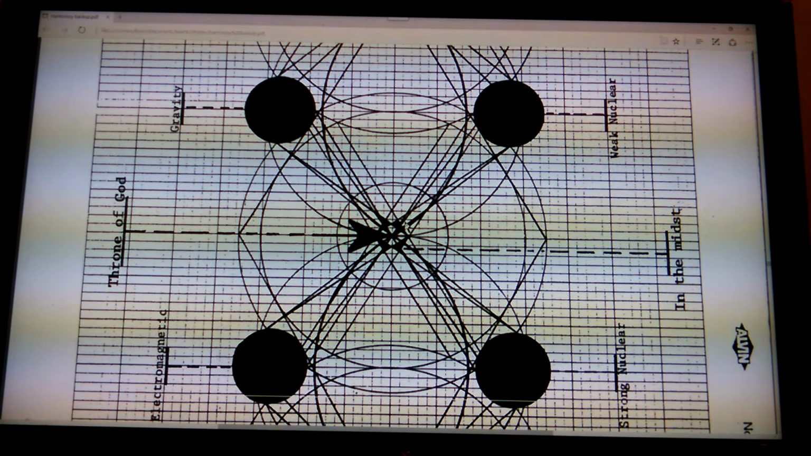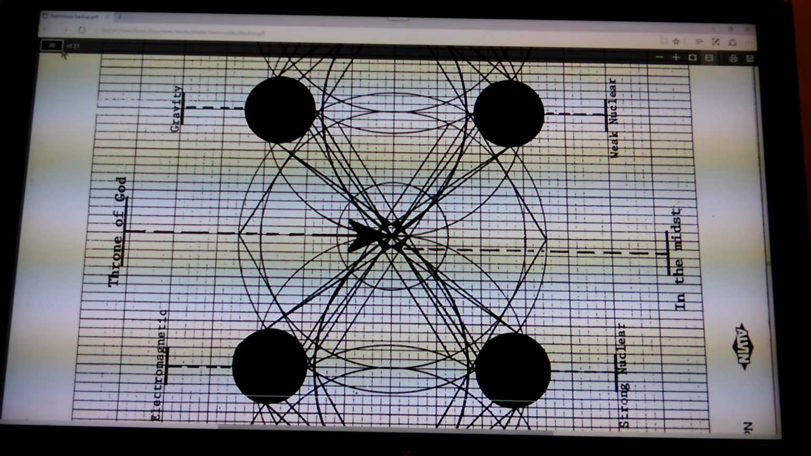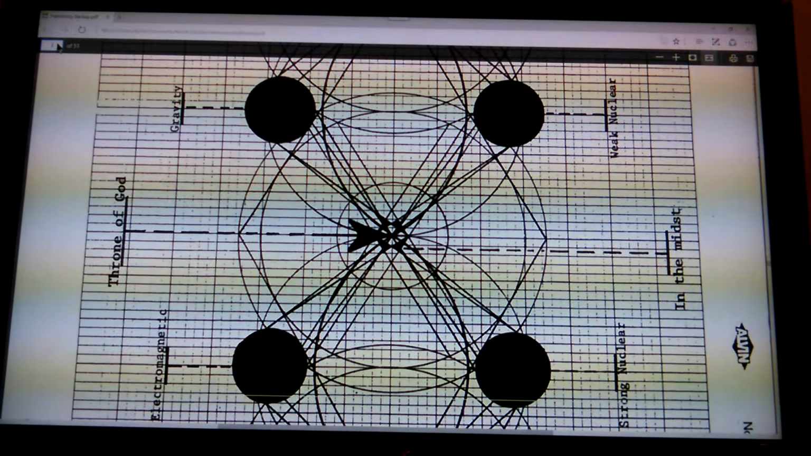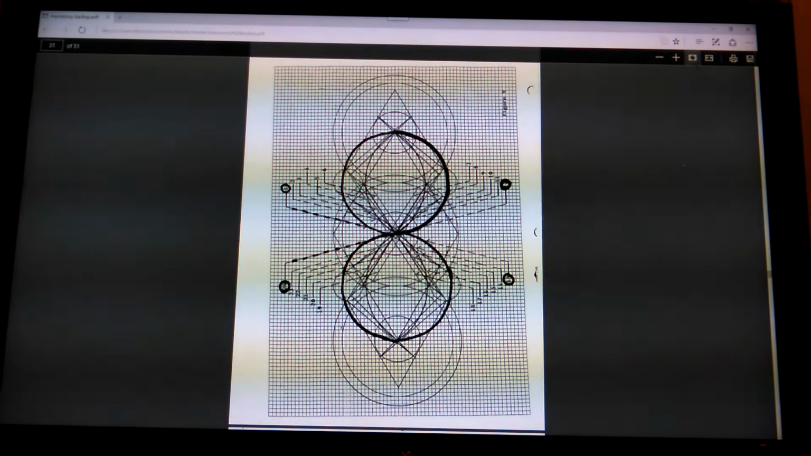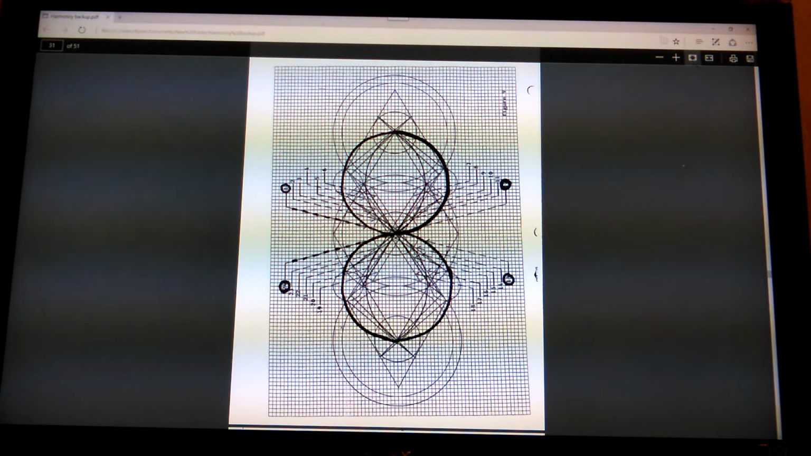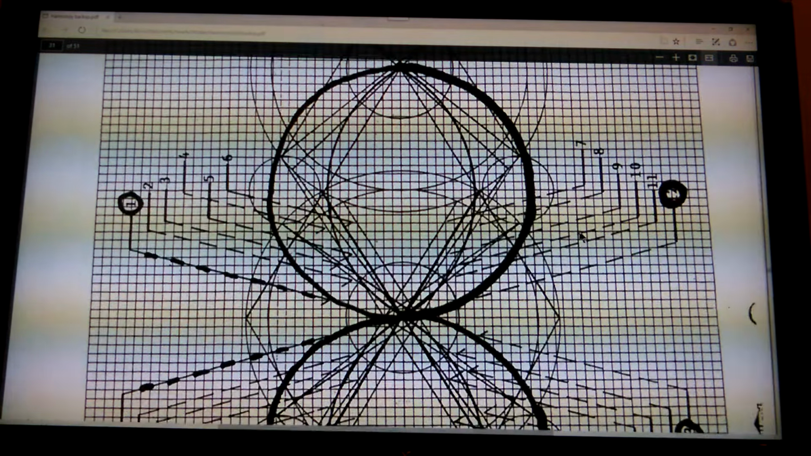Now I'm supposed to go to figure 9, which is going to be right up here. Let's get over there, and let's blow this out a little bit. So here's the next diagram that we're going to talk about. Let's make this a little bit bigger so it's easier to see.